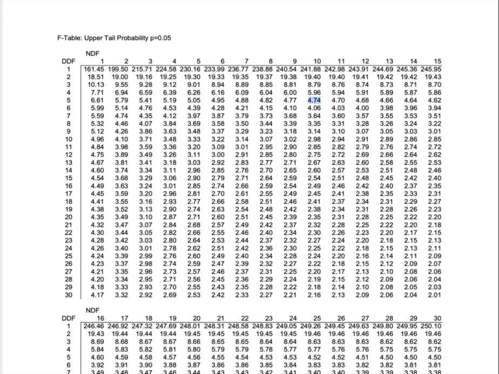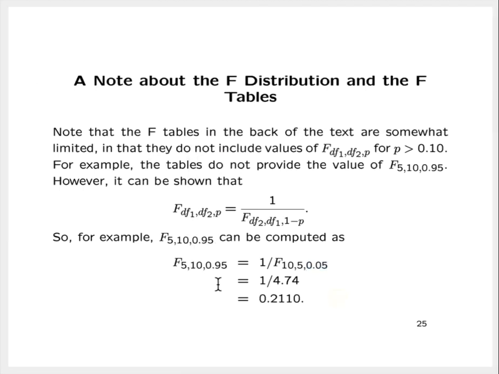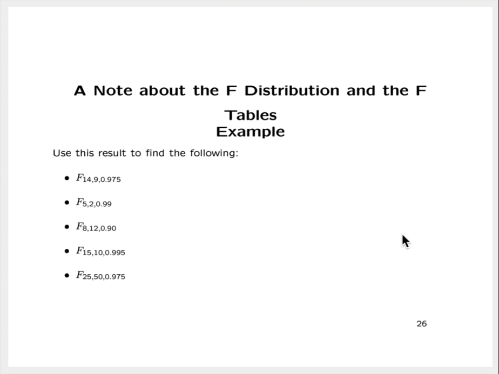So that's how we get that. And then when we divide 1 by that 4.74, we get 0.2110. So the reason that we don't have tables for upper percentage points, or for upper tail probabilities that are greater than 0.1, is because we can get those from the existing tables that we do have using this formula. And so we could use that relationship to find at least some of these values here.